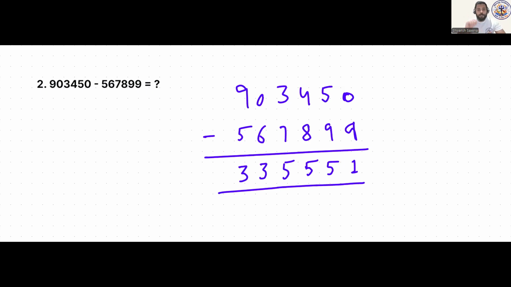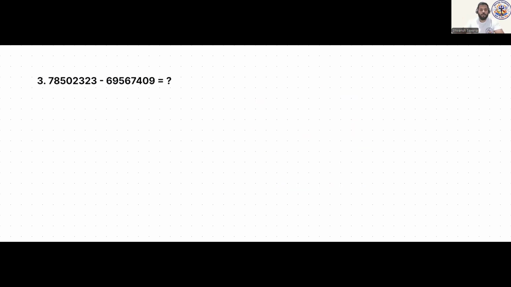Let's take one more example and decode this method with perfection. So here we have an even more complex example, that is 78,502,323 take away 69,567,409. Let's see and let's learn.